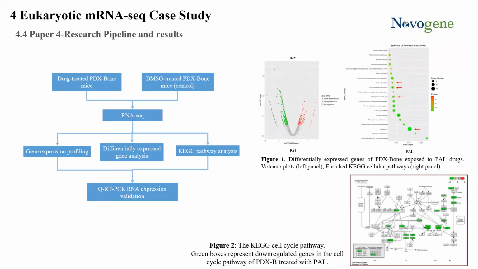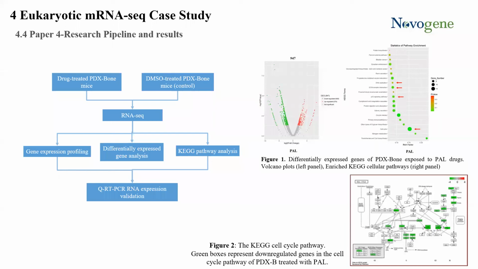So here on the left, we have the scheme of the experiment. They started on one side with the drug-treated PDX, and on the other side, as a control, the DMSO-treated PDX. RNA-seq and gene expression profiling were performed, coupled with differentially expressed gene analysis and KEGG pathway analysis. qRT-PCR was then performed in order to validate the data.